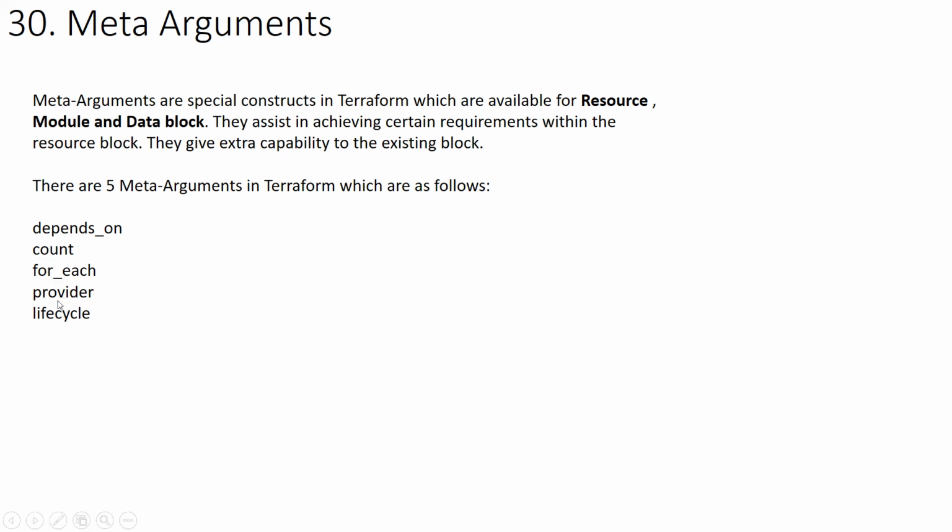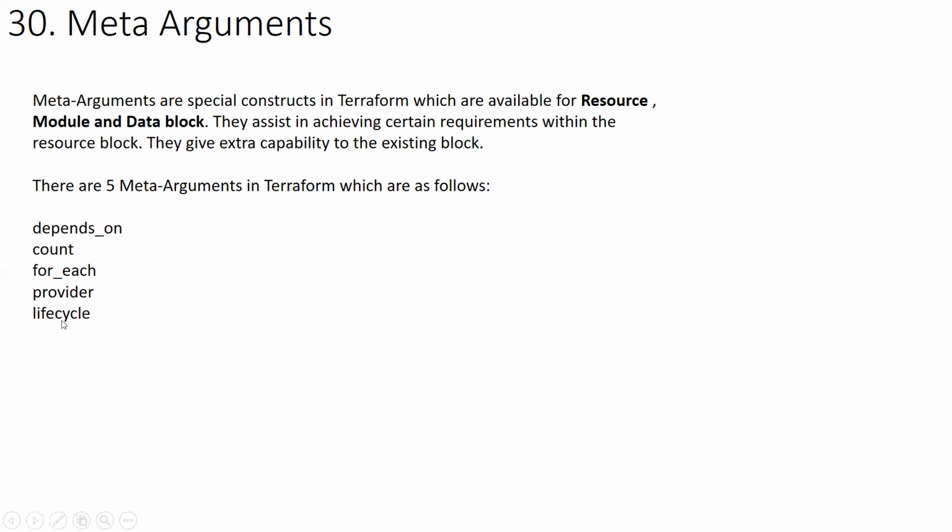And provider, again, we saw, if we have the same provider but with different configurations. So let's say in AWS, you want some resources to be created in East US, some in West US or East US 2 and so on. In those cases, we have to use the provider alias and the provider meta argument.